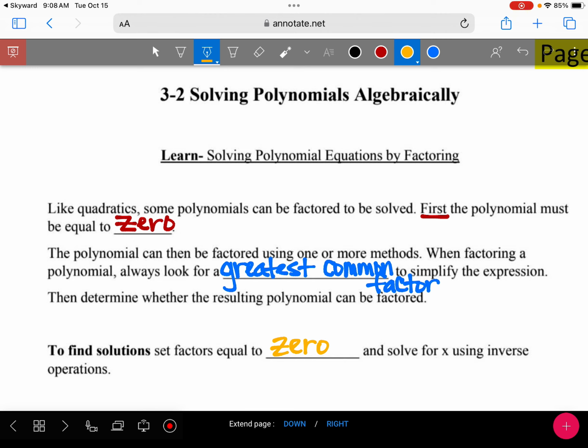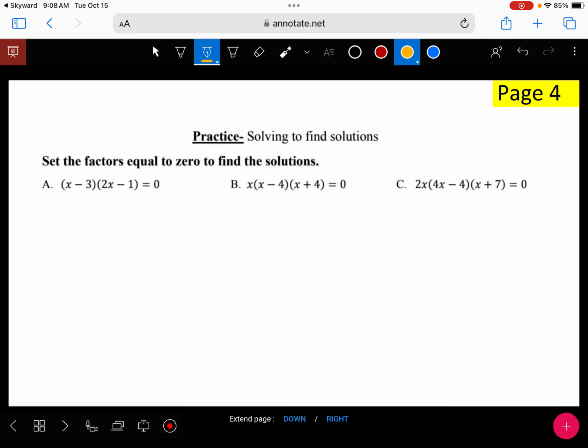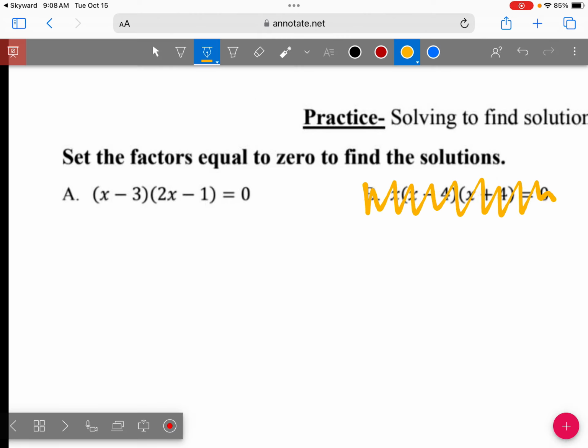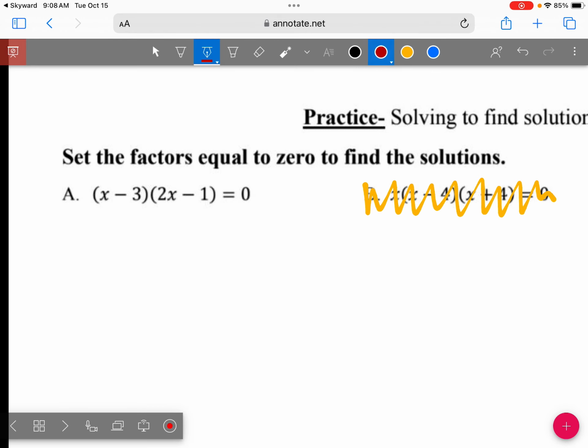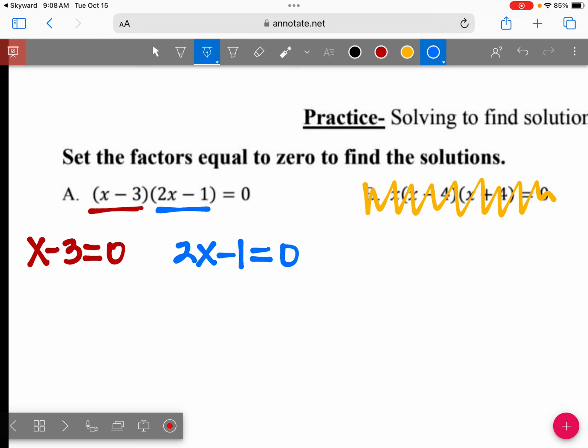All right, we got it? All right, let's go. So these first few examples have already been factored. We're only going to do A and C today, though. So you're going to start by setting your factors equal to 0. This is my first factor, x minus 3, set that equal to 0. And then my second factor is 2x minus 1, set that equal to 0. Go ahead and solve both of those equations for x. Your second answer is going to be a fraction.